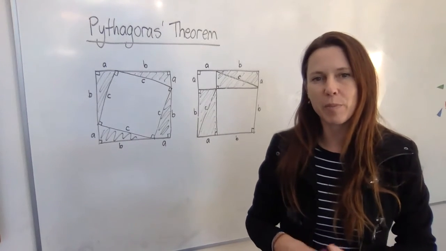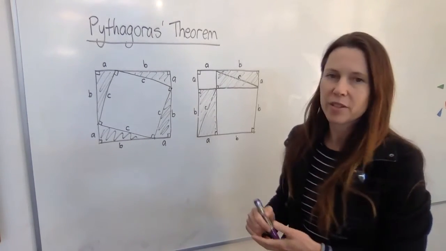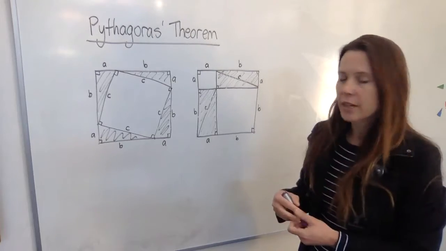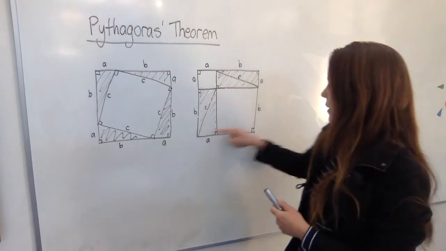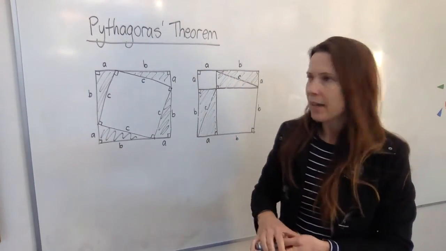There are lots of proofs for Pythagoras' theorem. I like this one because it's nice and simple. Now what I've drawn here is two big squares that are exactly the same size and shape. How can I be sure?